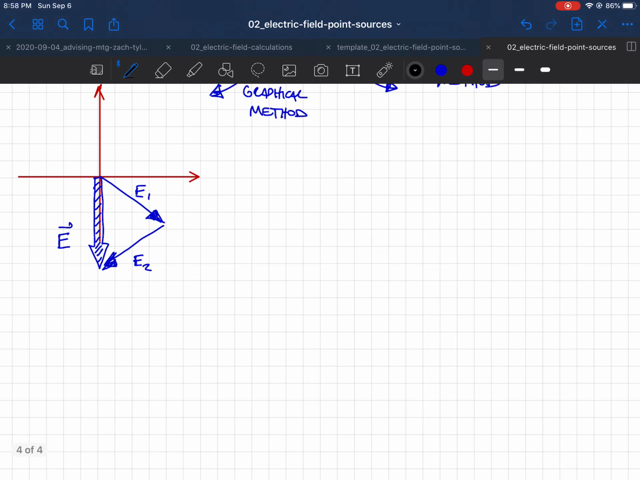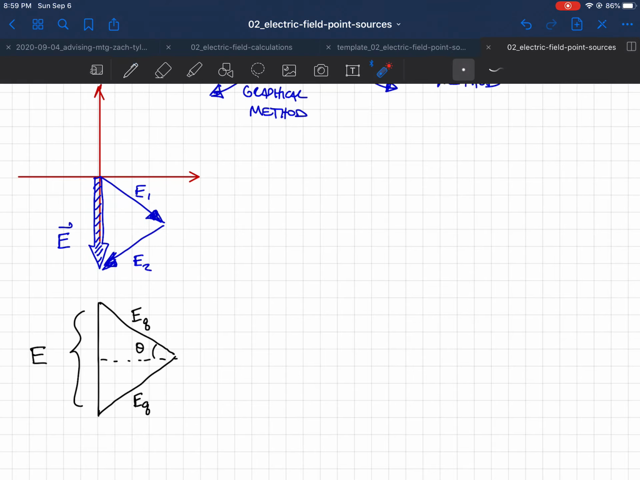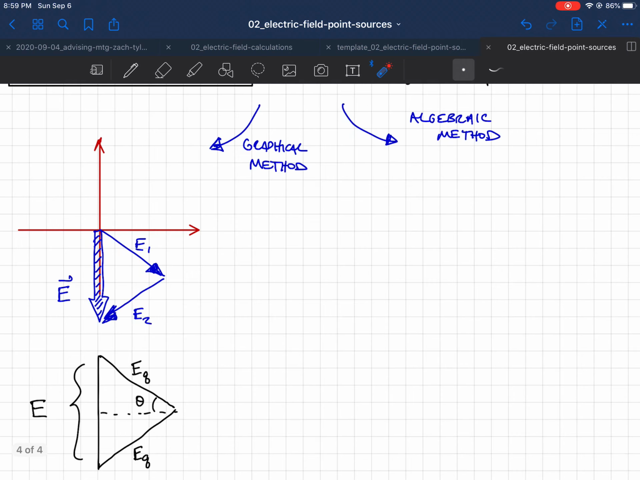So I'm not going to do it, but you can imagine that you could find the triangle here. So we have a triangle that looks sort of like this, where we have, let's call it EQ, here, that's the magnitude of the two. We have theta here, and then we have the total E that we're looking for, like that. And that will solve our problem. You can do a little trigonometry here. To find the vector, you already know based on this picture that it points down. And then you can find its magnitude by finding, for example, this side of this triangle, and then you double it to get the value of the magnitude there. So that's the graphical method.